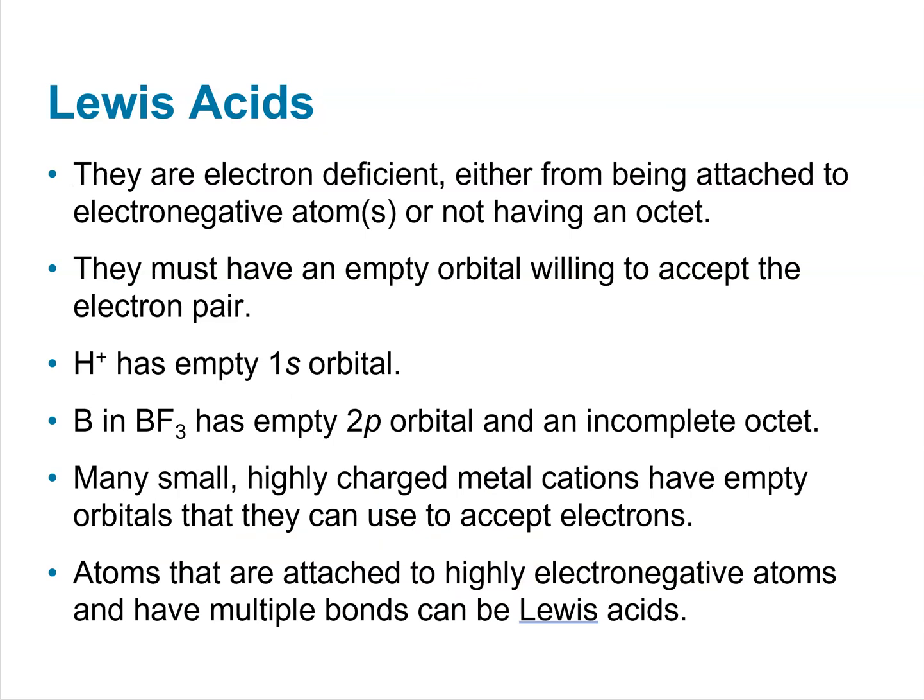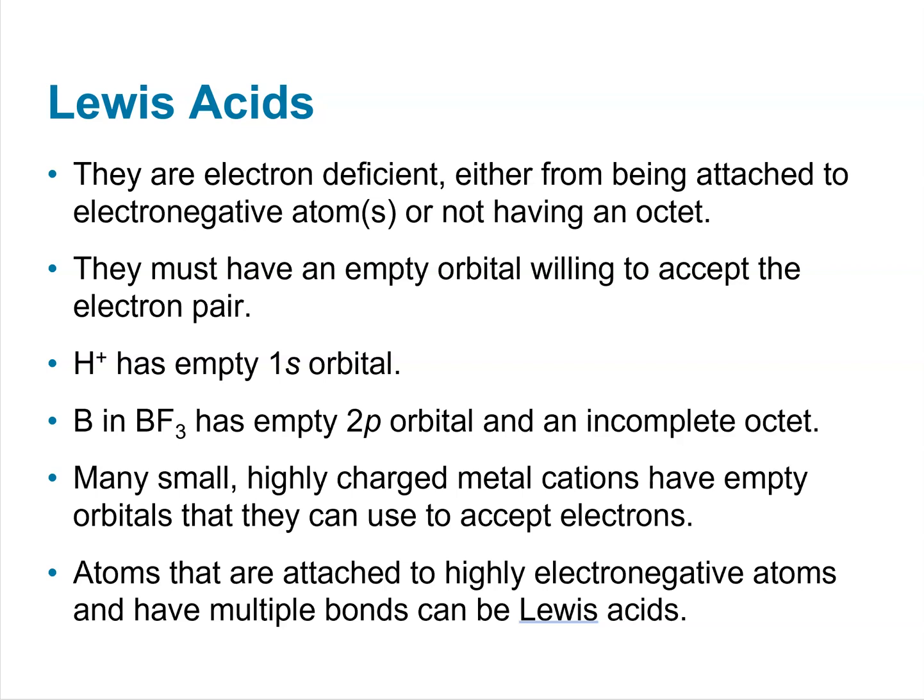Lewis acids are inherently electron deficient. That makes them eligible to accept a lone pair. This can be either from being attached to electronegative atoms or just not having an octet. And we know of a couple of examples like BF3, from Chem 105, where it doesn't have a true octet. So that makes them Lewis acids because they're happy to take on a lone pair of electrons.